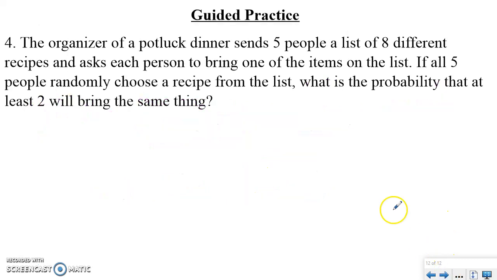Okay. There's a guided practice problem here. Go ahead and try that problem, and then when you are ready, hit play to check your answer. And your answer should be 0.795. Any questions? Make sure you ask.